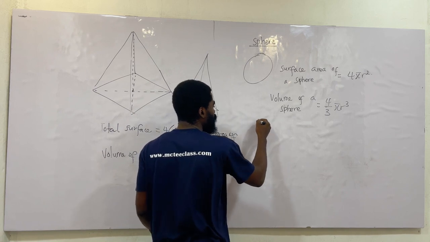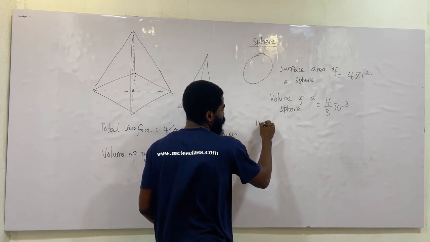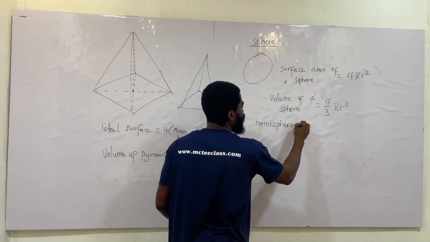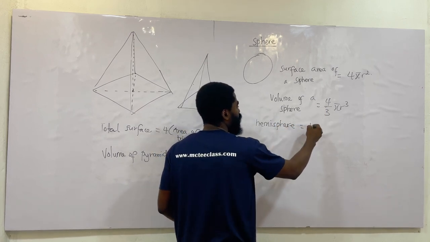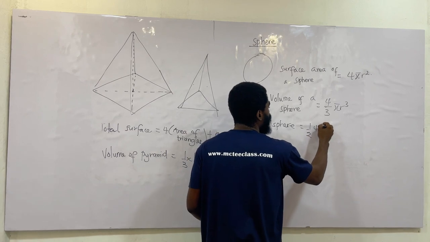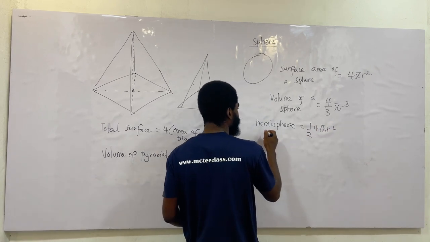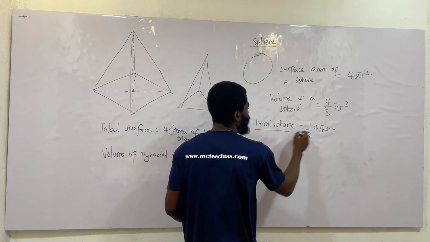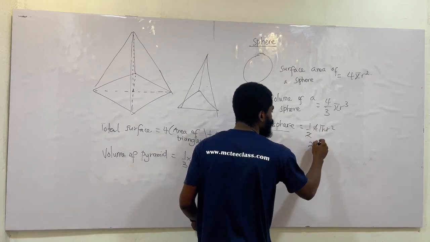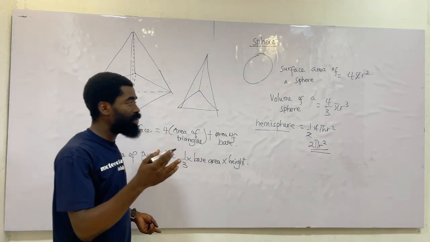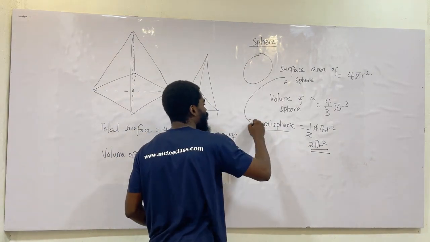If you want to know the surface area of the hemisphere, then that's going to be what? For the hemisphere, we'll have half of 4 pi r squared. The hemisphere will have half of that. That will cancel that. We'll get 2 pi r squared. That's for the hemisphere. Half of it, the surface area of the hemisphere.